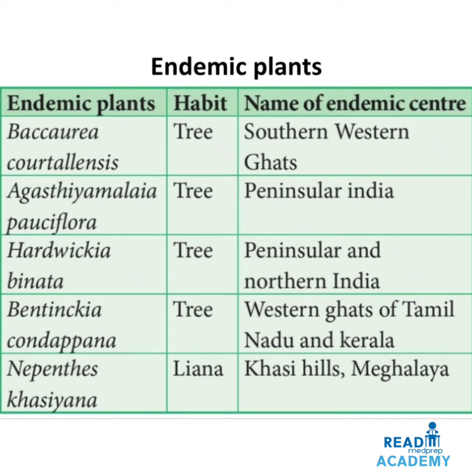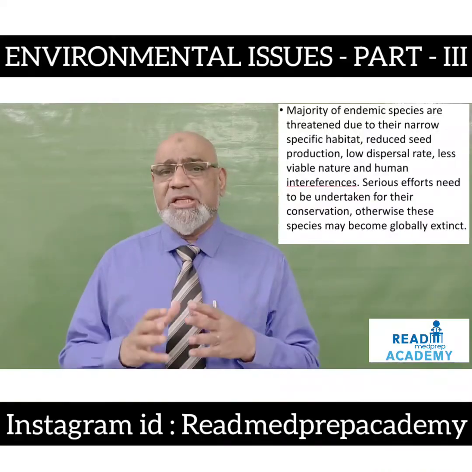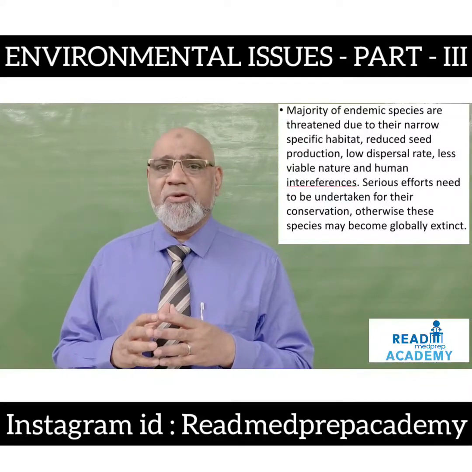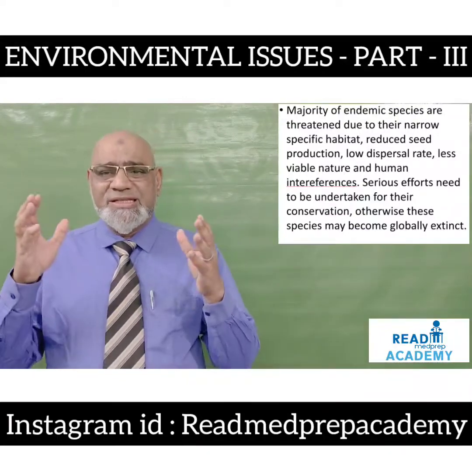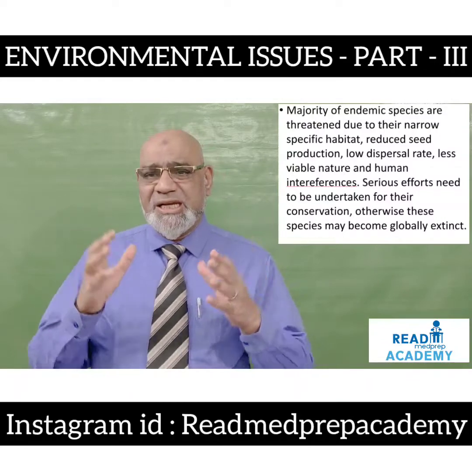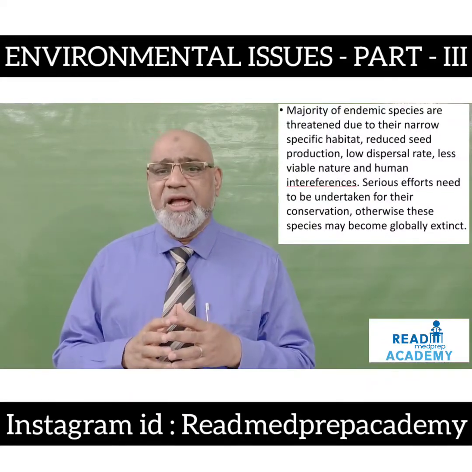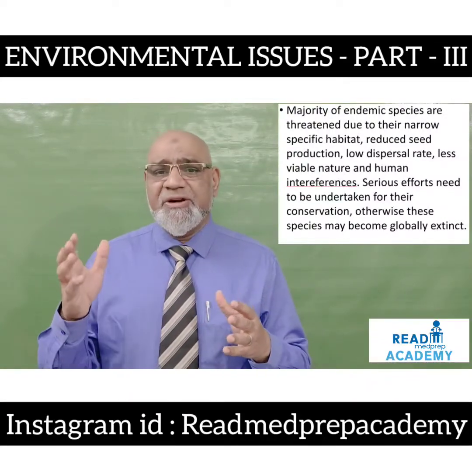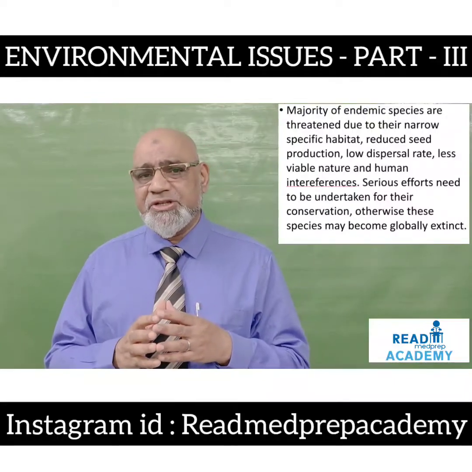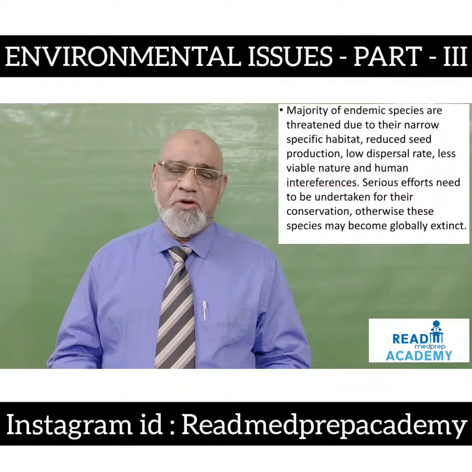Nepenthes khasiana is a liana found in the Khasi Hills of Meghalaya. Majority of the endemic species are threatened due to their narrow specific habitat, reduced seed production, low dispersal rate, less viable nature, and human interferences. Serious efforts need to be undertaken for their conservation, otherwise these species may become globally extinct.